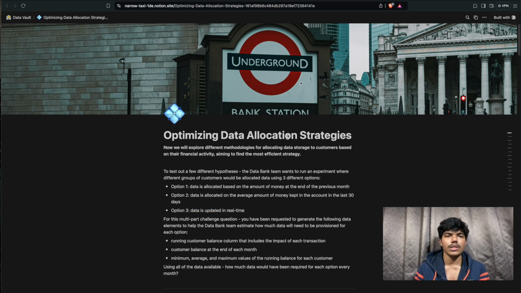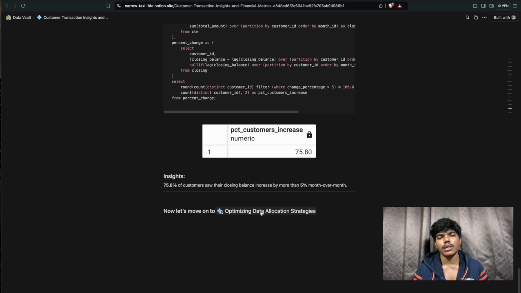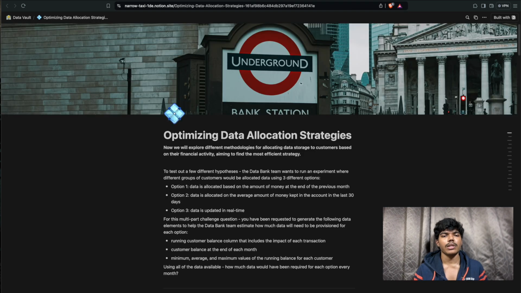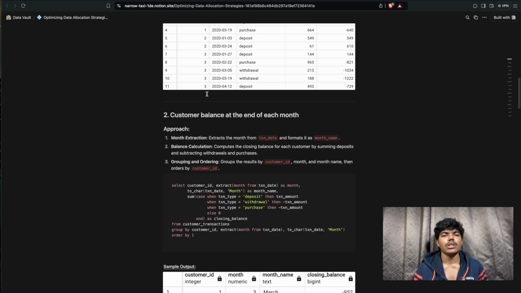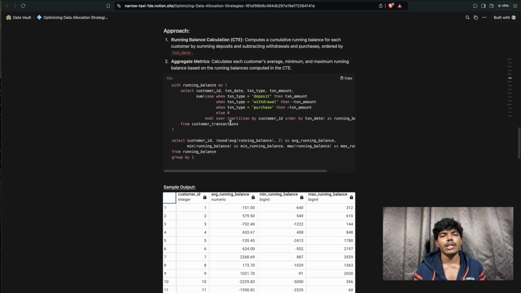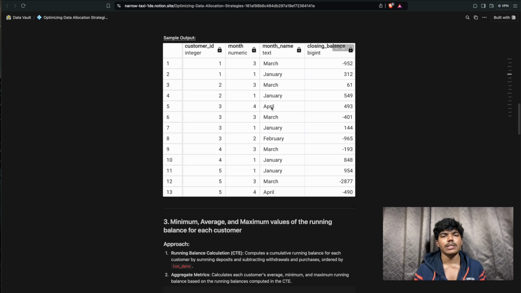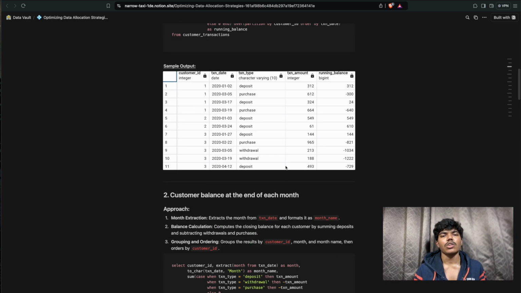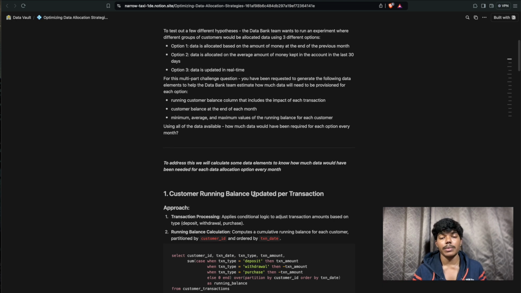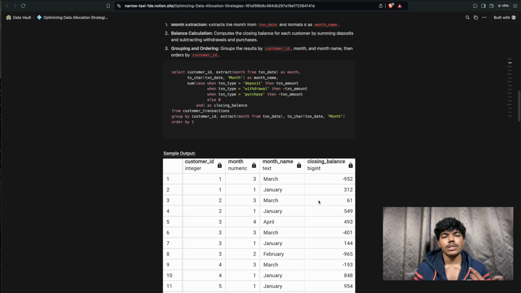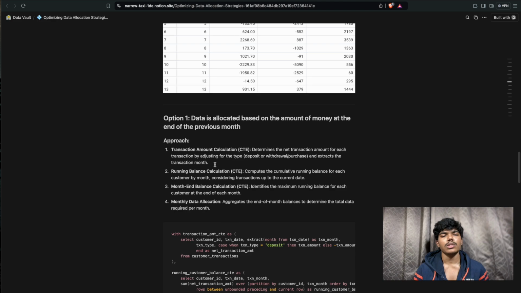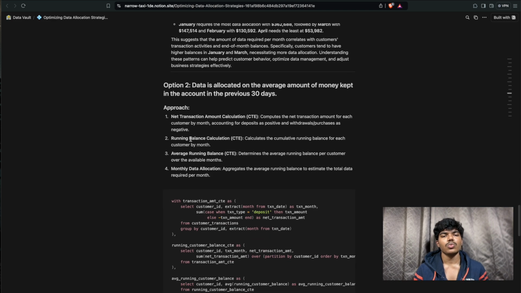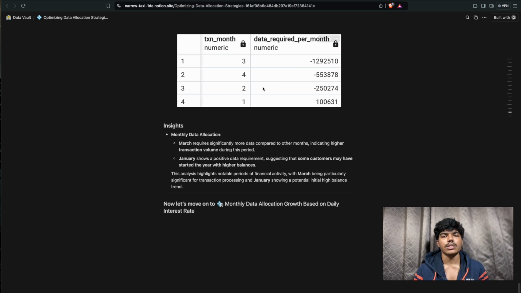Here I have opened this new page as well, and I have used backlinks for each page so that I can keep it very dynamic. This one I have already shown you, which is the hypothesis page. Firstly, we needed these three values: the minimum, average, and maximum running balance, the customer balance at the end of each month, and also the customer running balance updated per transaction. Since we needed those values, we defined them, and based on that we created all these three hypotheses and gave our insights.